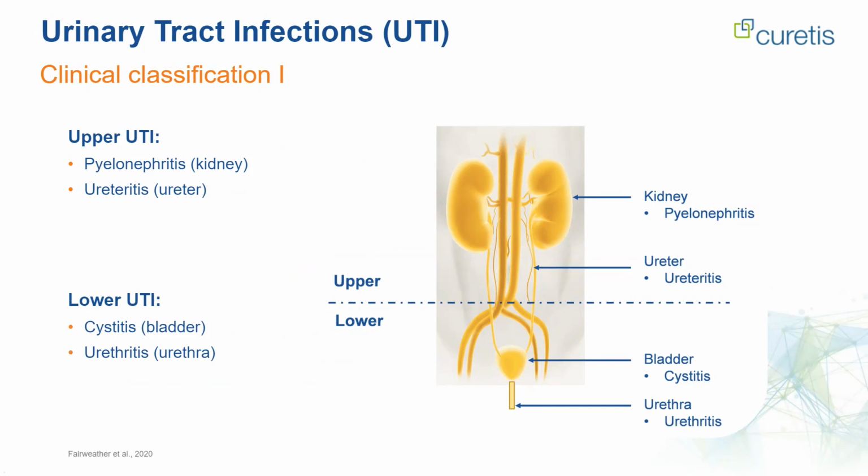UTIs are usually classified as upper or lower according to where they occur along the urinary tract. The inflammation usually begins in the lower urinary tract. Lower UTI include infections of the bladder, cystitis, and urethra, urethritis. If bacteria move upward, they can cause infections in the upper tract, such as ureteritis in ureter, and pyelonephritis in the kidney.